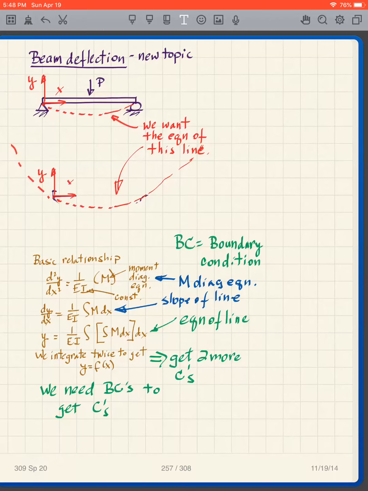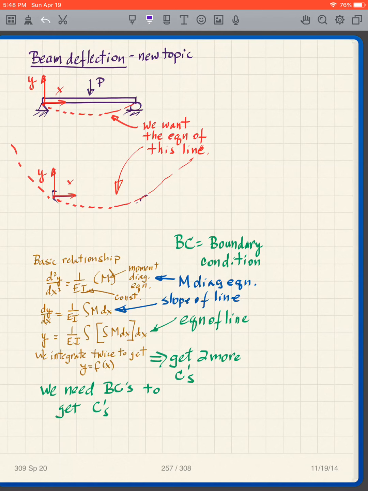All right, we're going on to a new topic now, and the new topic is beam deflection, which we have been alluding to all semester, pretty much from the beginning. So in a sense, we're getting back to beams, as we've been covering.